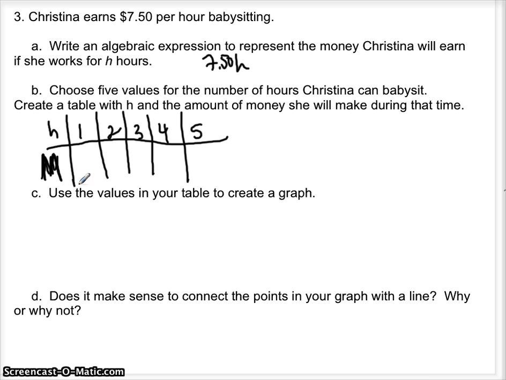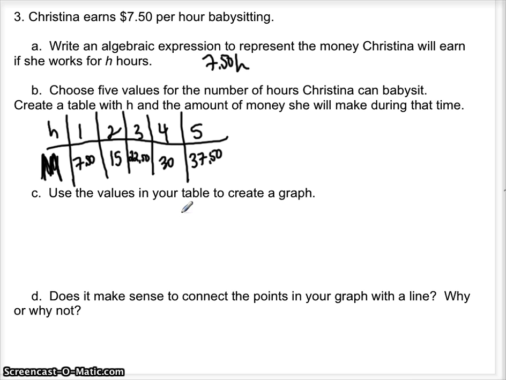So an M. So 1 hour, 7.50 times 1 is 7.50. For 2 hours, 7.50 times 2 is 15. 3 hours, 7.50 times 3 is 22.50. 4 hours, 7.50 times 4 is 30. In 5 hours, 7.50 times 5 is 37.50.